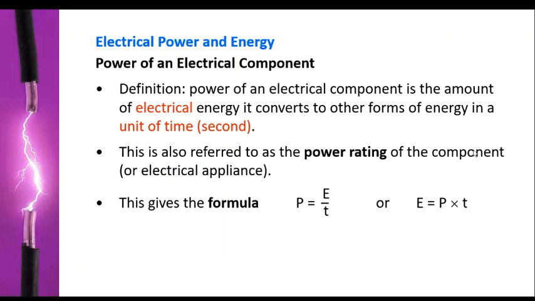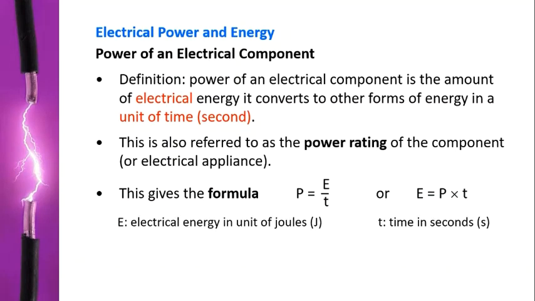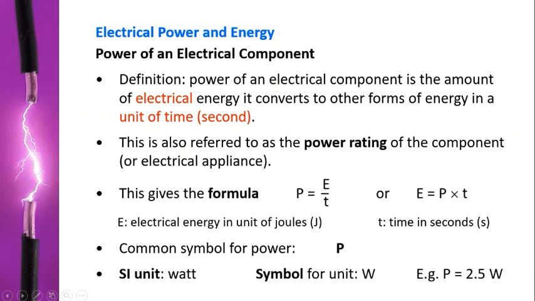Energy can also be written as a product of power and time. Energy is measured in joules and time is measured in seconds in this formula, P equals E over T. The common symbol for power is P. More importantly, the SI unit for power is watts, and the symbol for the unit is a capital letter W.